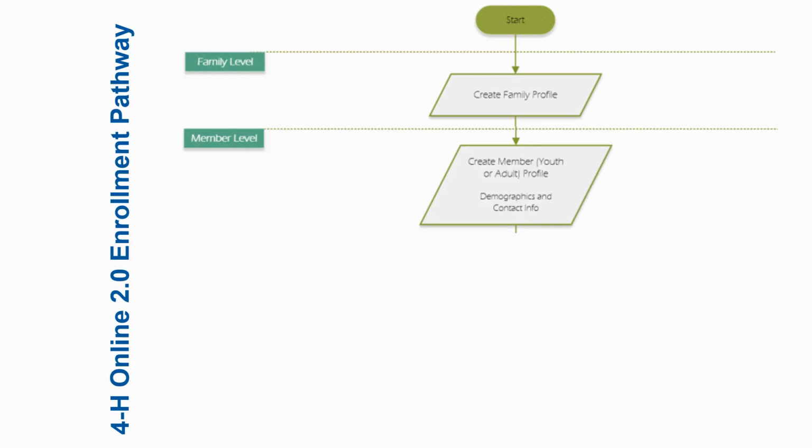At this point, demographics and contact information is collected. Remember, the profile is a member's record in the system. A member may or may not have a 4-H enrollment associated with the profile. Also, a member may refer to a youth or an adult volunteer.